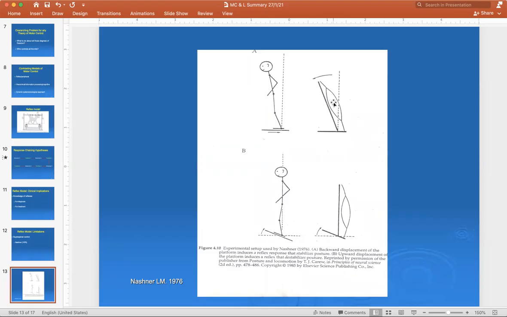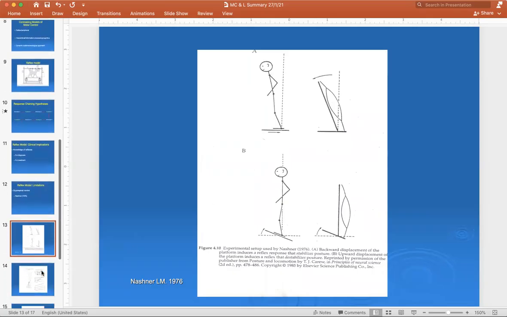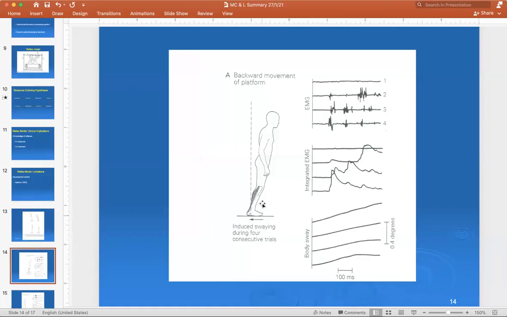And then you'd find the reflex would come on and pull them back up. In this situation, the platform would tilt upwards underneath their feet, which would also cause stretch of the gastroc because you're causing dorsiflexion. So what happens in this situation is very different. In the first situation, when the reflex is good for you, you can see the EMG comes on earlier in the skill or in the movement, and the sway is dropped as a result of that.